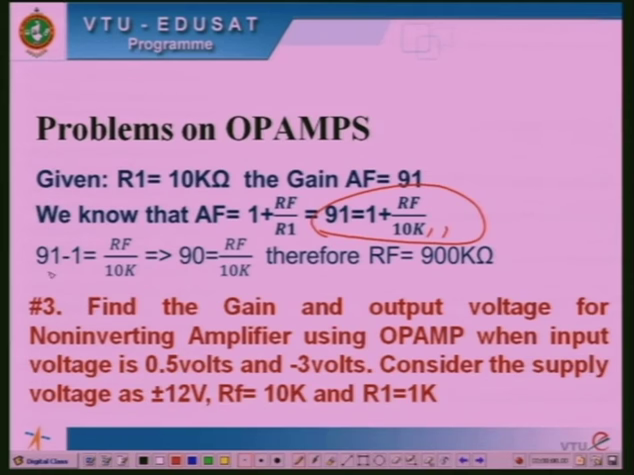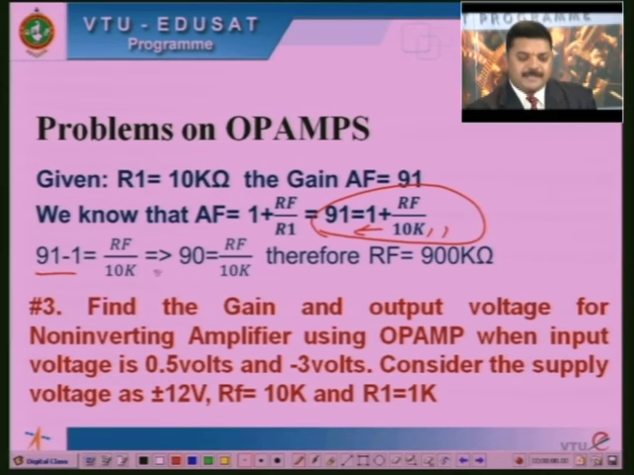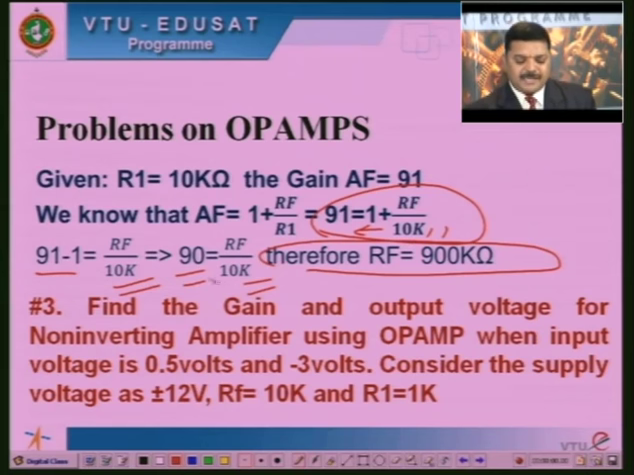Therefore, 91 minus 1, I will send this 1 this side. So, 91 minus 1 is equal to Rf by 10 kilo ohms, which implies 90 is equal to Rf by 10k. Therefore, what is the value of Rf? Rf is 90 multiplied by 10 kilo ohms, therefore, it is 900 kilo ohms.